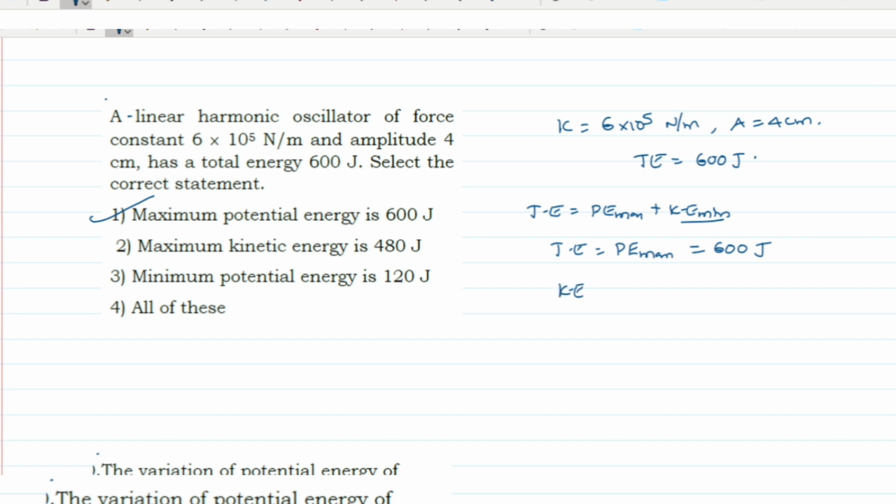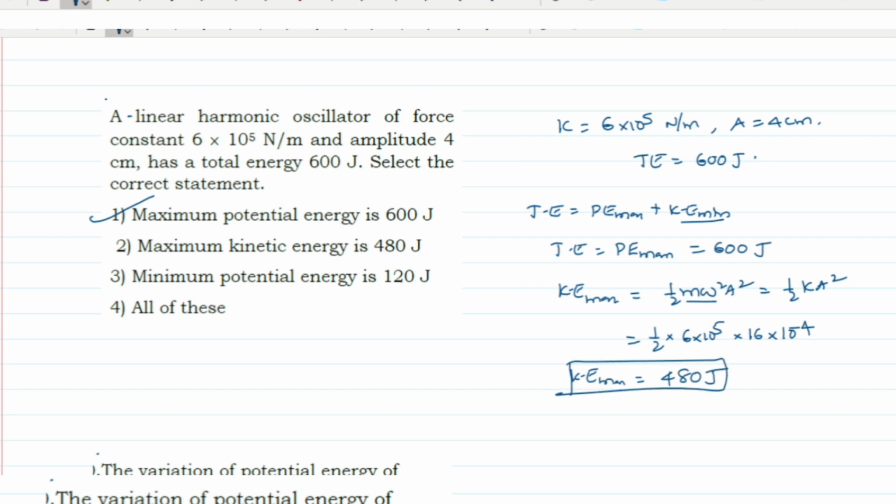Now let us talk about the kinetic energy maximum. The formula is half m omega square A square, but mass is not given, so instead you can take half k A square. K value is given as 6 into 10 power 5 and amplitude is 4 into 10 power minus 2, so 16 into 10 power minus 4. When you simplify, kinetic energy maximum comes as 480 joules. So 480 joules is the maximum kinetic energy, and that is also satisfied.